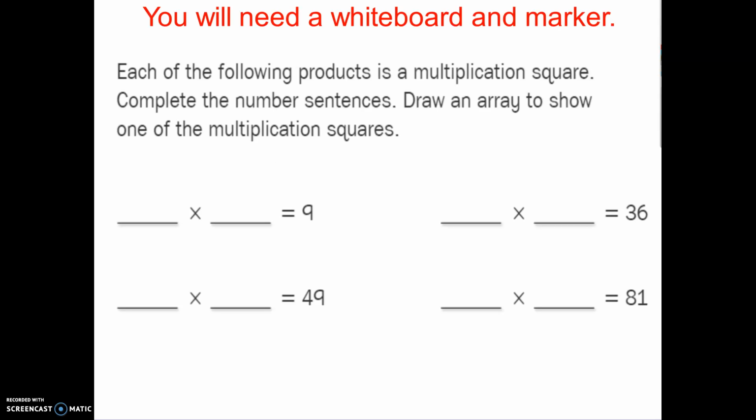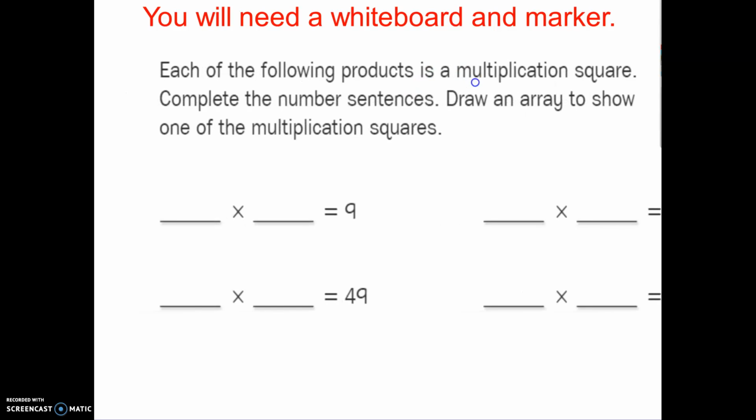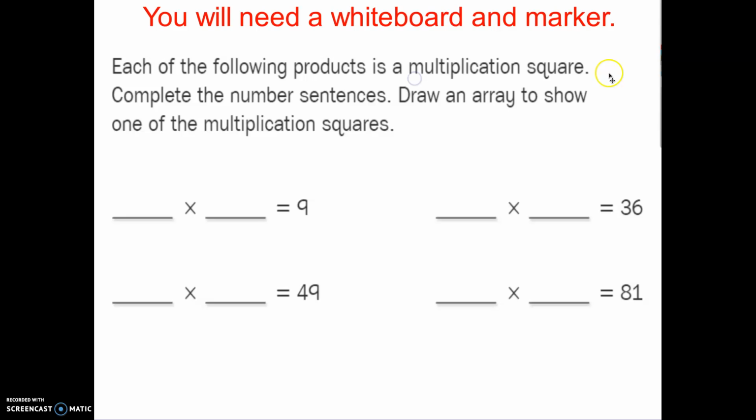All right. Now our math message, and you will indeed want to get out your whiteboard marker and eraser. Here's your task. Each of the following products is a multiplication square. I want to underline that. You need to complete each number sentence and draw an array to show one of the multiplication squares. Now here's a clue. It's square. So when I make that array, it needs to be in the shape of a square.